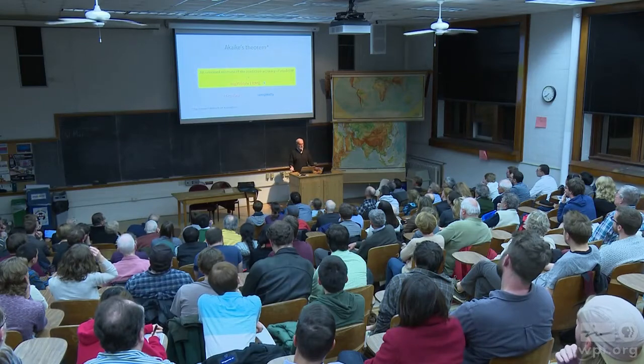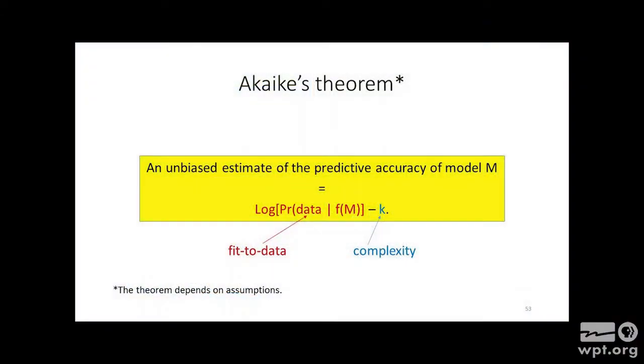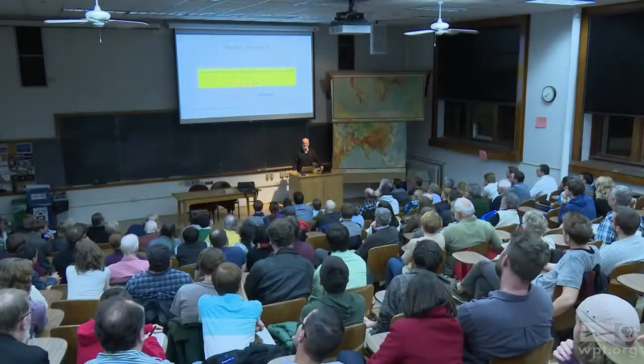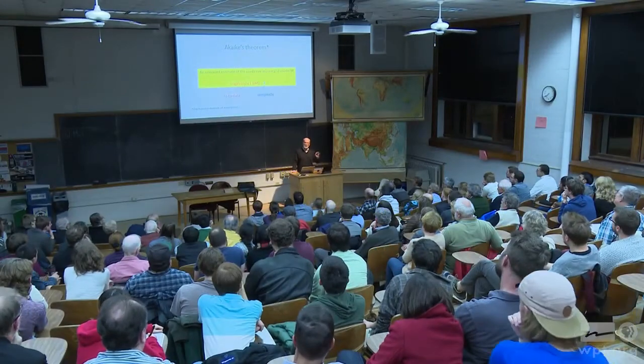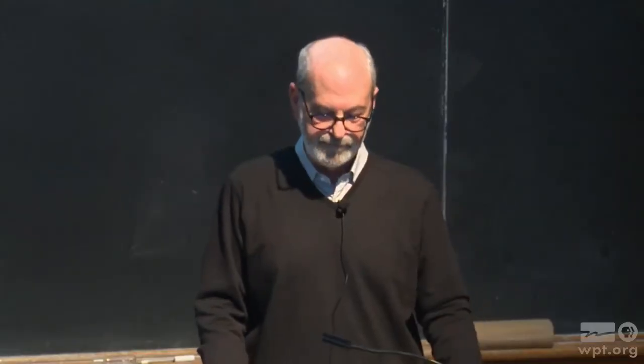So what the theorem tells you is that an unbiased estimate of predictive accuracy should attend to how well the model fits the data. That's what that red term over there is all about. But it also should attend to how complicated the model is, how many adjustable parameters it has. And you see that minus sign there. There's a penalty. Complicated models are penalized when you estimate their predictive accuracy because k is big. They have a lot of adjustable parameters. Simpler models pay a smaller penalty.